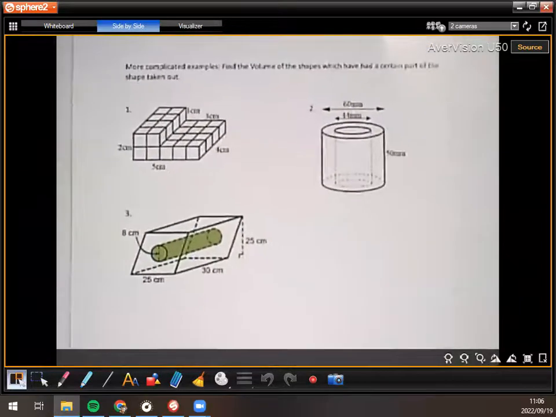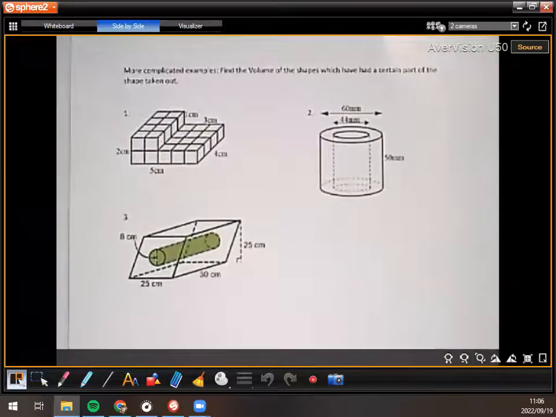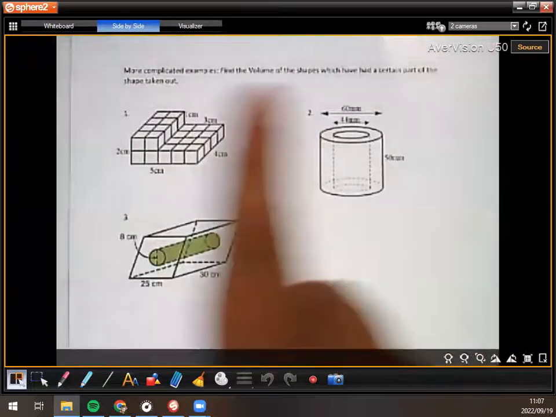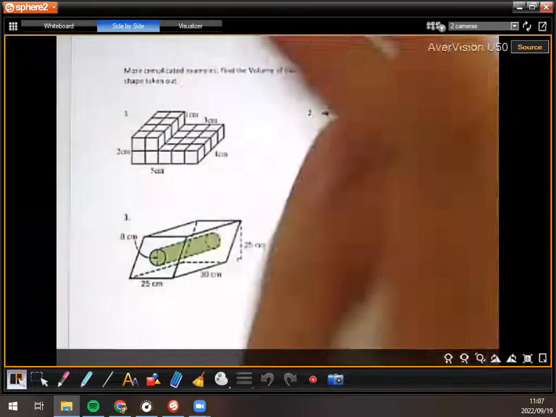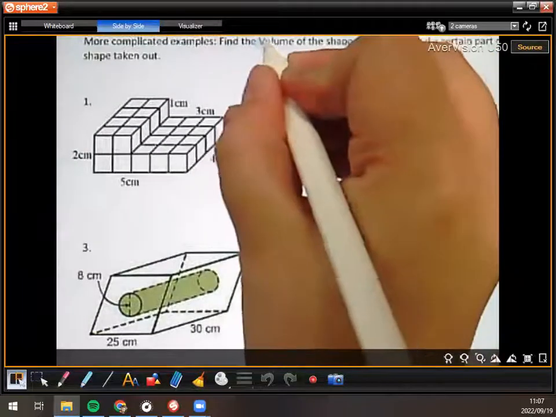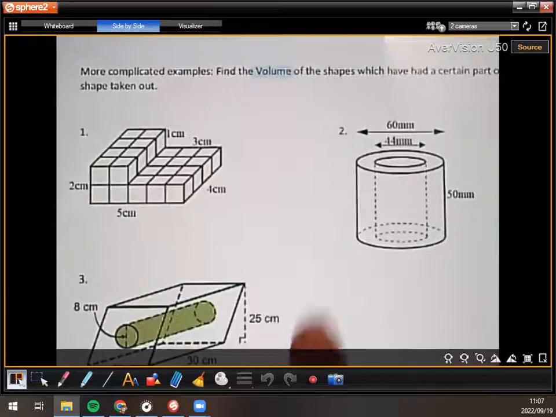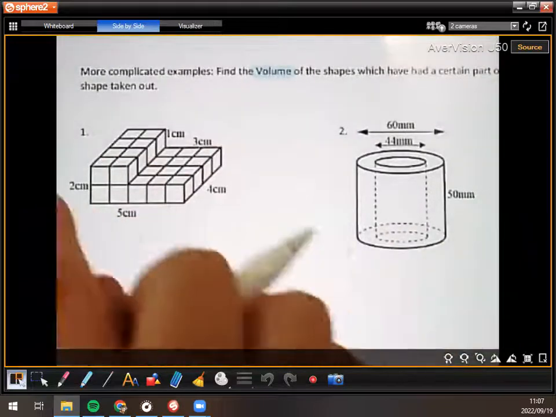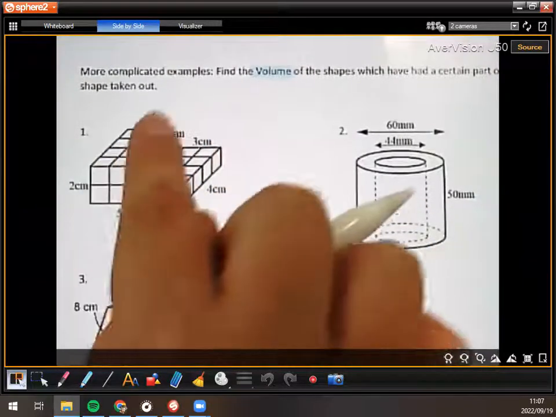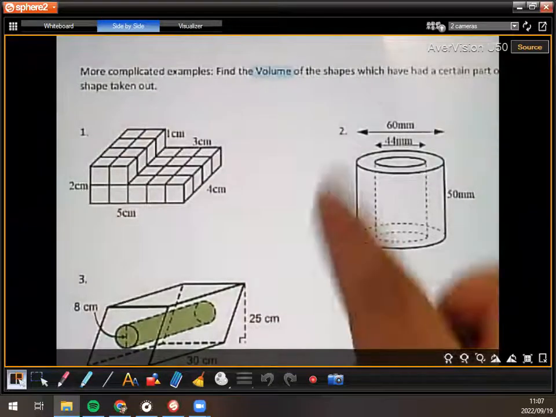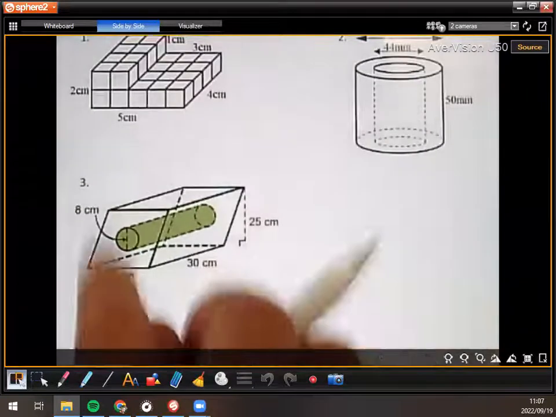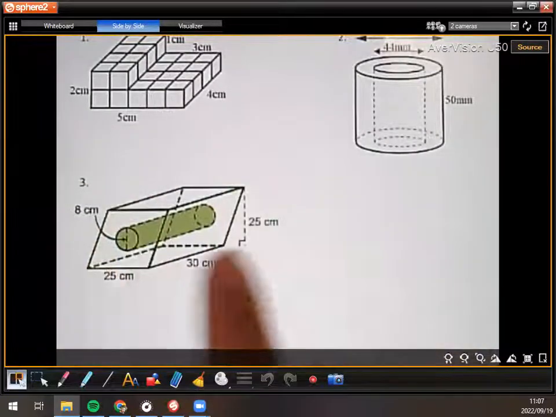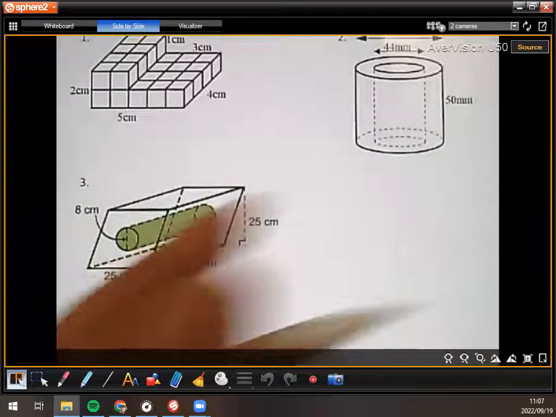And then the last section, I think this might have been on the back. I can't remember if I printed it double-sided. This was more complicated examples, they were asking for the volume only here. The volume of these shapes. All right, so this was a rectangular prism with another one added on top, right? This is a cylinder with a smaller cylinder taken out. And then I think we said this is a rectangular prism minus a cylinder.